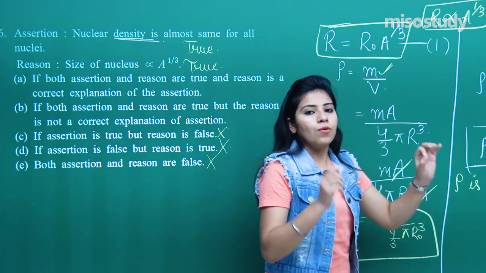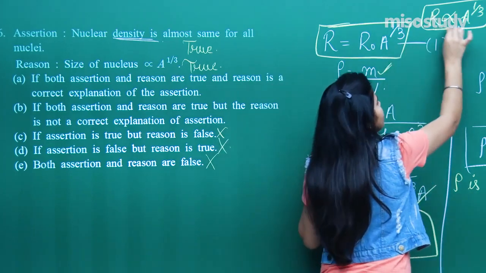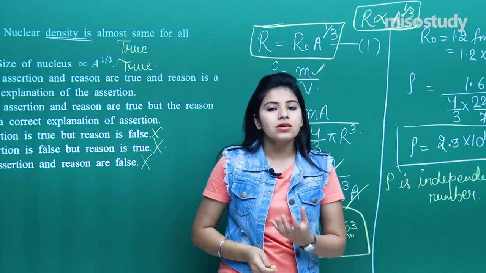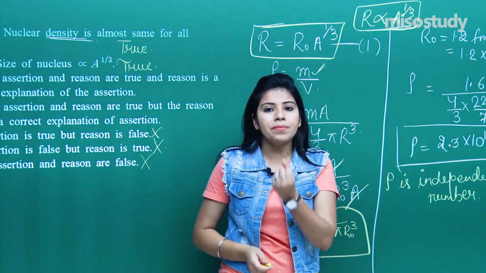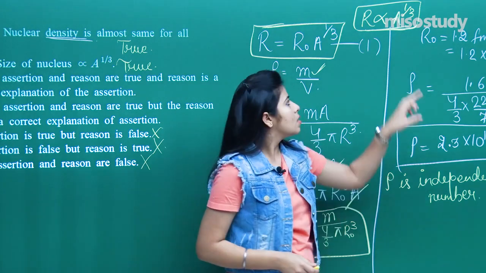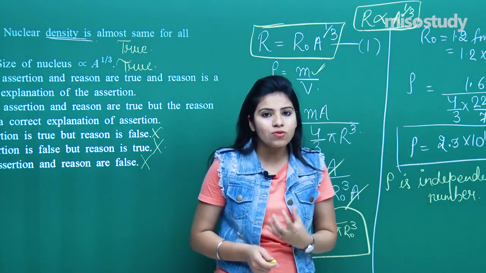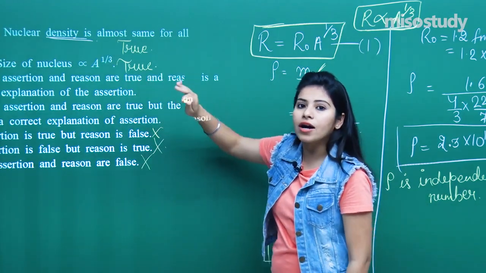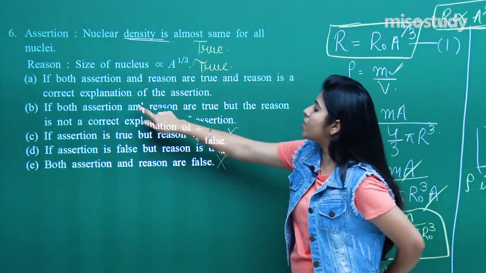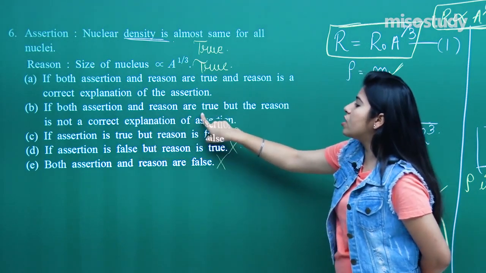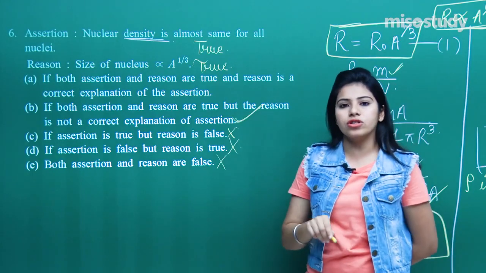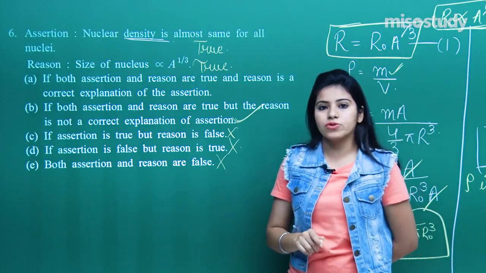But yes, we can say that this reason that they are giving us is not a correct explanation, because it is depending upon the number of neutrons and protons inside the nucleus, but not the size of nucleus, not on this relation. So that is why we can say this is not a correct explanation, but yes, this is a true statement. So from both of these we can say, if both assertion and reason are true, but the reason is not a correct explanation for the assertion, so that means B option will be correct option.